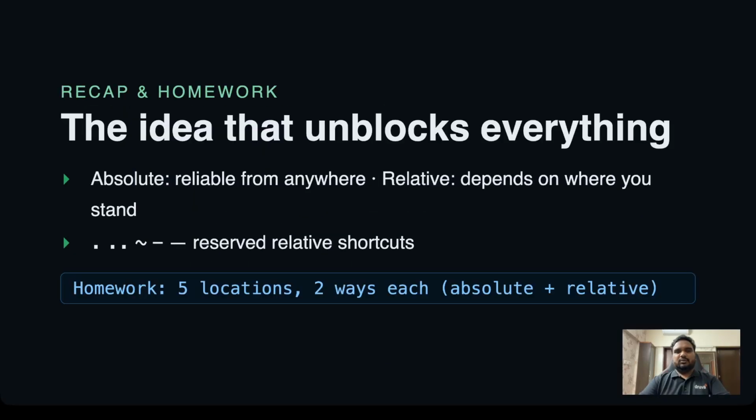Now let's do a quick recap. So absolute starts with slash, works from anywhere, always reliable. Relative depends on where you are standing right now. Dot is the here. Dot dot is one level up. Tilde is always home. Dash is your last location.